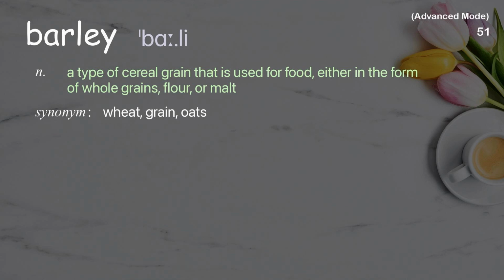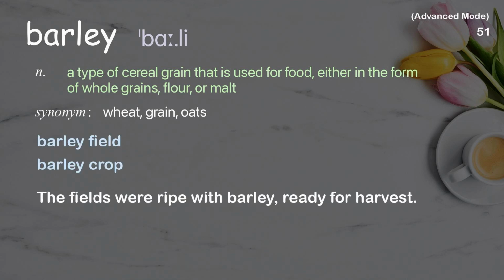Barley. A type of cereal grain that is used for food, either in the form of whole grains, flour, or malt. Examples: Barley field. Barley crop. The fields were ripe with barley, ready for harvest.